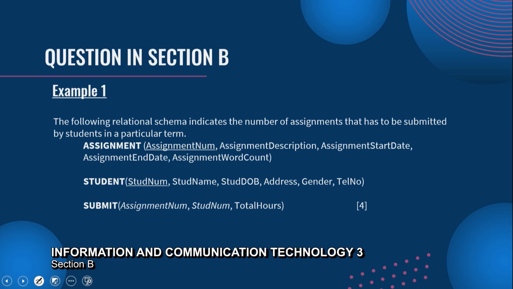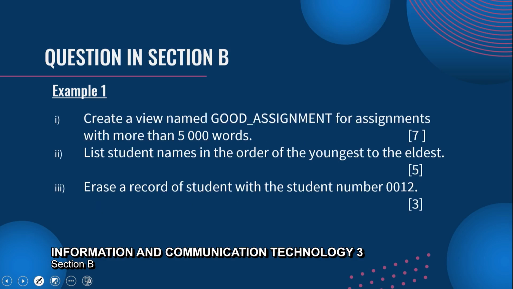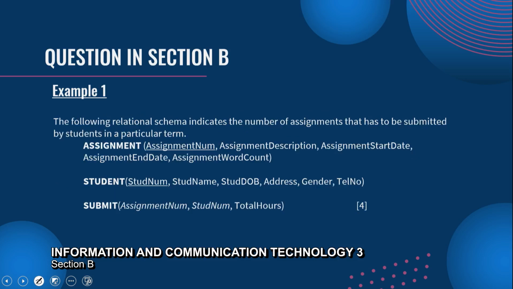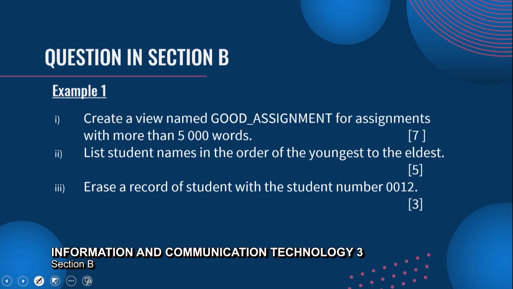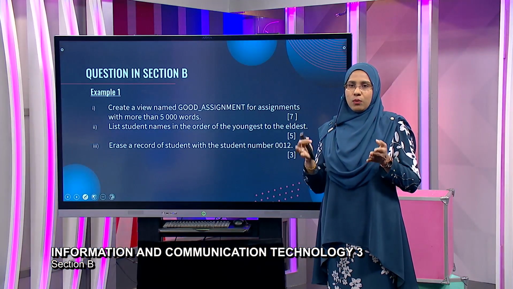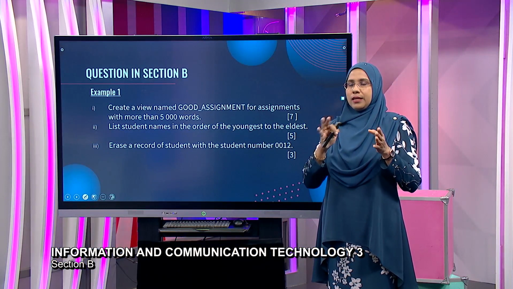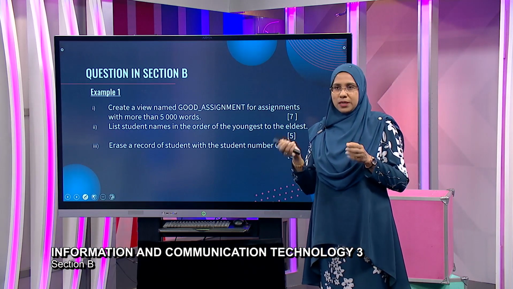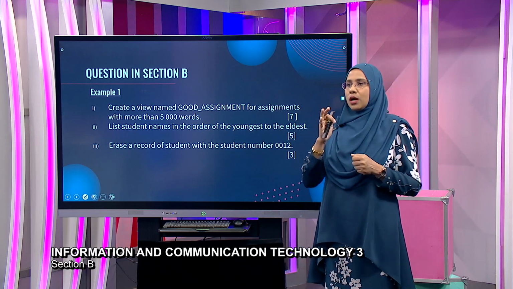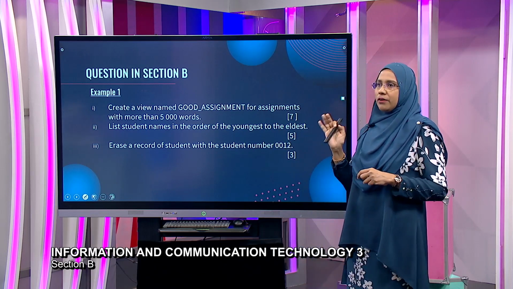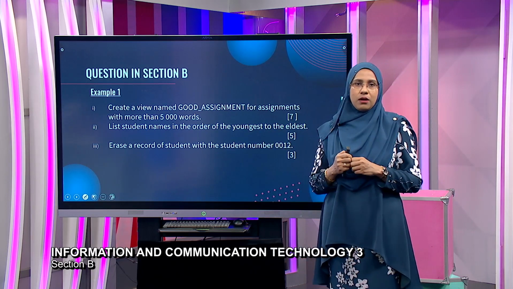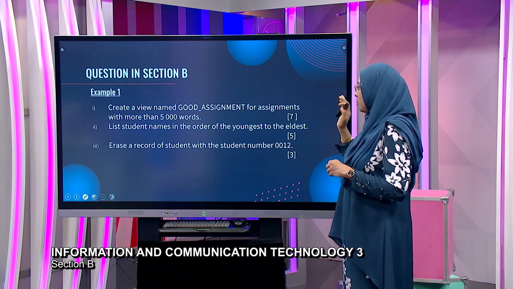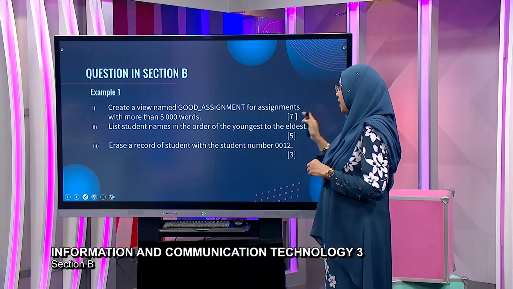So you have to, this is the question. They are asking from this situation given to create a view, named good assignment, for assignments with more than 500 words. So what they actually want is for you to create a view, and the name of the view is good assignment. And what is the condition? The condition is the word count must be more than 500 words. 7 marks given, a lot. So make sure you write in correct syntax to get all 7 marks.